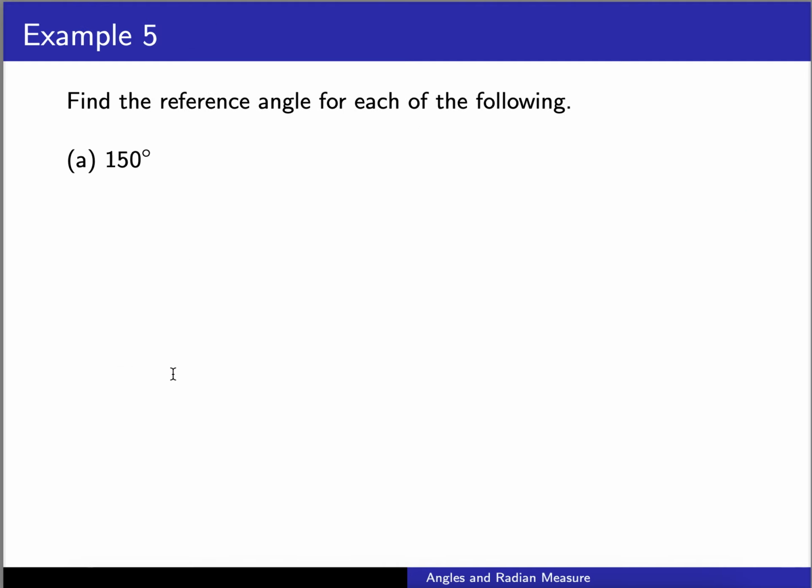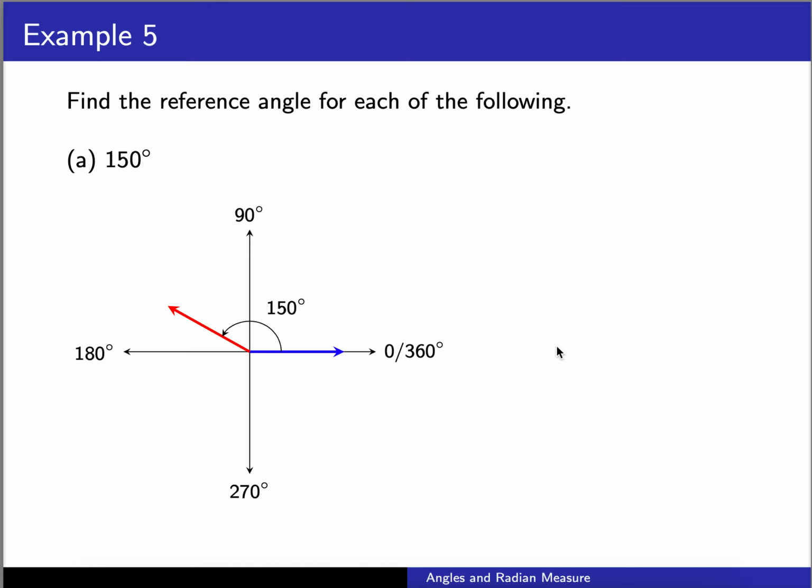So example 5, we're going to find the reference angle for each of the following. We have 150 degrees. So first thing is we can sketch the 150 degrees, and here it is in the second quadrant. And now we want to figure out how many degrees this red terminal side makes with the negative x-axis. So if we went 150, to get to 180, we'd have to go an additional 30 degrees. So 180 minus 150 is 30. And there's our 30 degrees. So our reference angle for 150 degrees is 30 degrees.